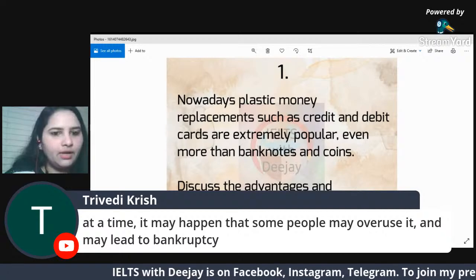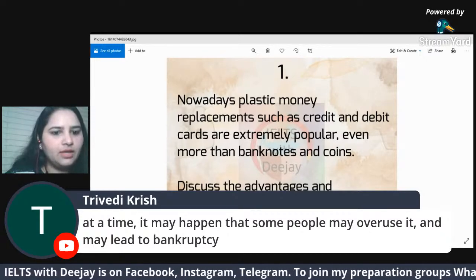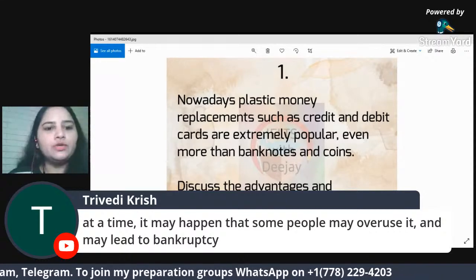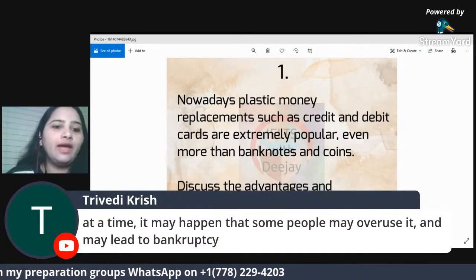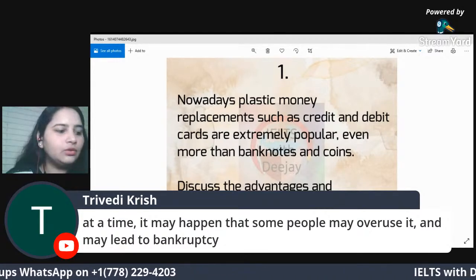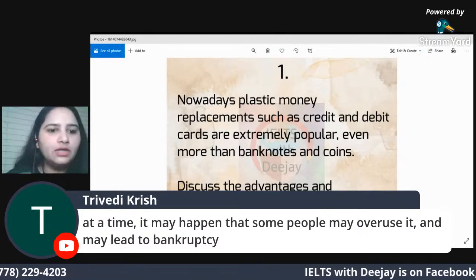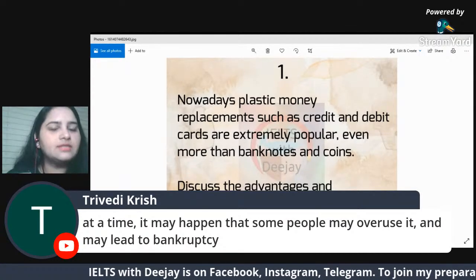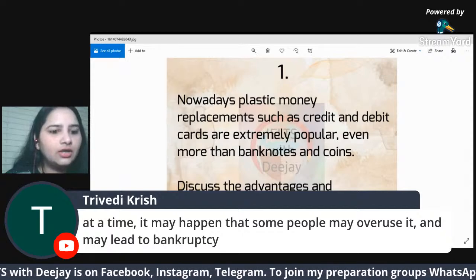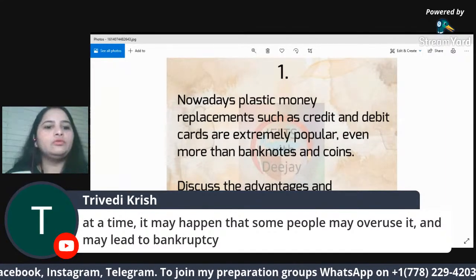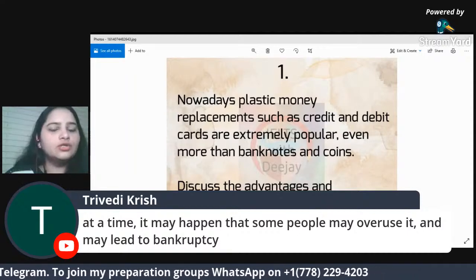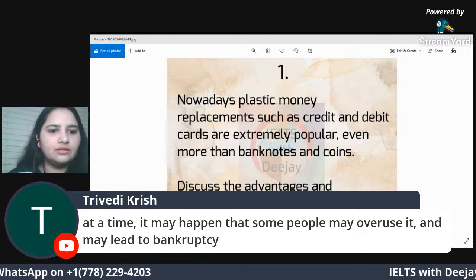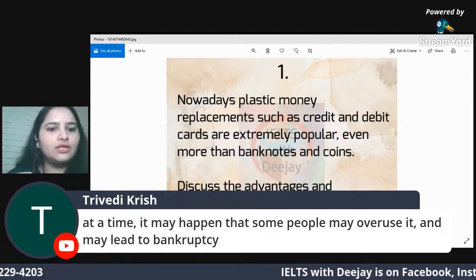At a time, it may happen that some people may overuse it and it may lead to bankruptcy. Yes, this can also be the thing. Because when people have the credit card, they think that they have this much money and can buy it. They do not think that they have to return the money as well. So it changes their buying habits. They buy things even if they do not need them, and they have to face a financial loss, because they do not do the planning and try to buy things out of budget. Okay, so this is also a good idea that you can write.